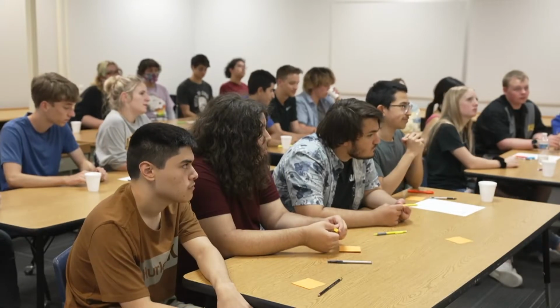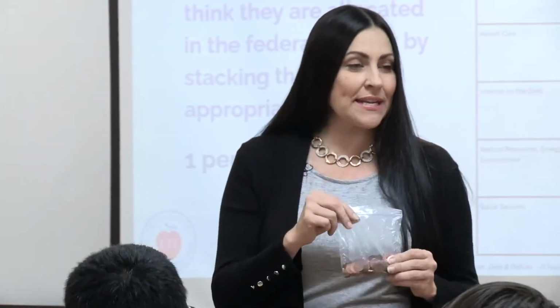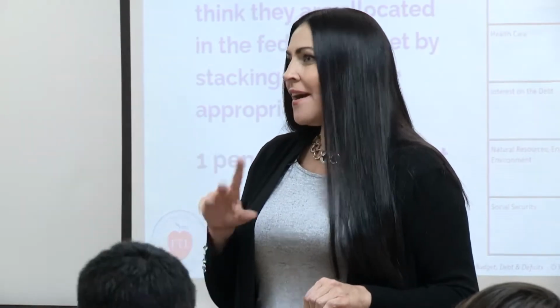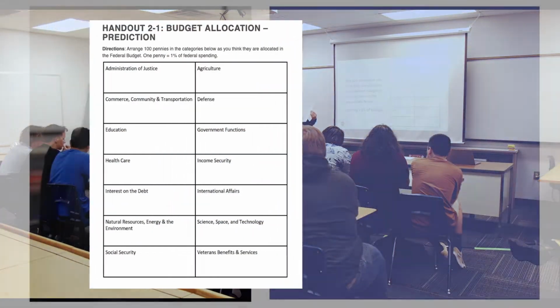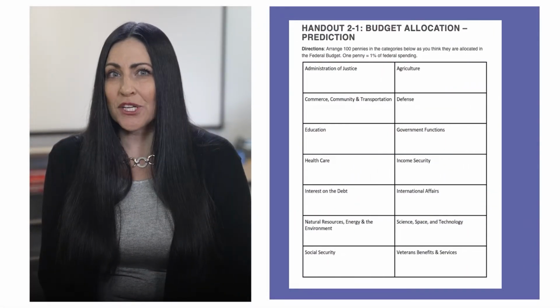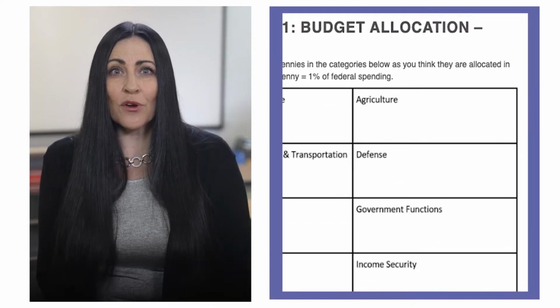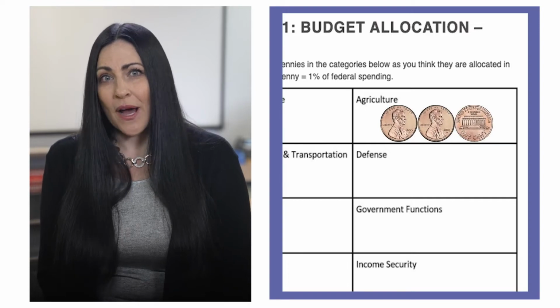Divide students into groups of 4 and give each group a bag of pennies and a copy of handout 1. Explain that each penny represents 1% of spending in the federal budget, and have them arrange their pennies on handout 1 just as they think they are allocated in the federal budget. For example, if they think agriculture is 3% of total spending, they should place 3 pennies in the agriculture box.